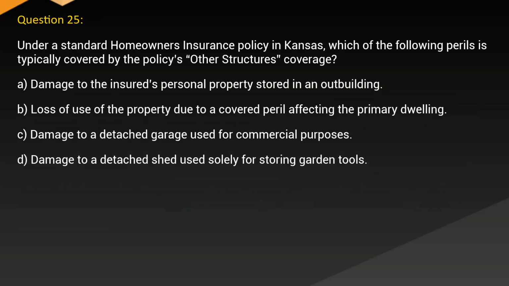Question 25. Under a standard homeowner's insurance policy in Kansas, which of the following perils is typically covered by the policy's other structures coverage? A. Damage to the insured's personal property stored in an outbuilding. B. Loss of use of the property due to a covered peril affecting the primary dwelling. C. Damage to a detached garage used for commercial purposes. D. Damage to a detached shed used solely for storing garden tools.